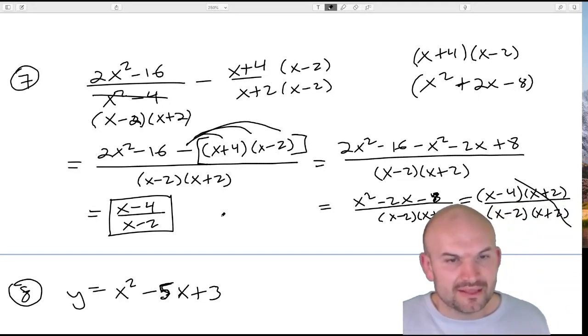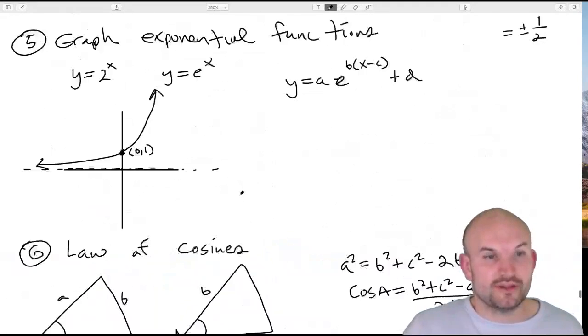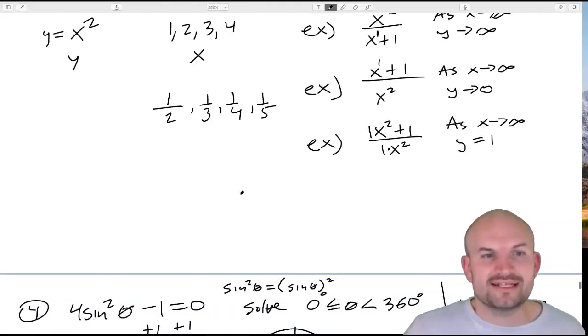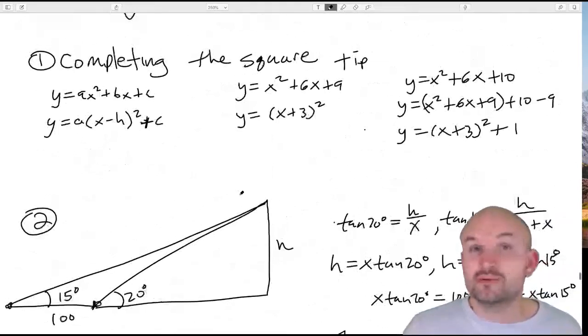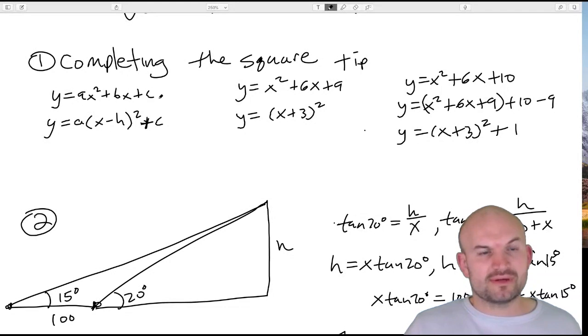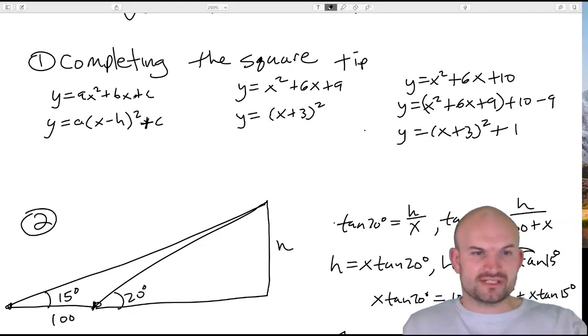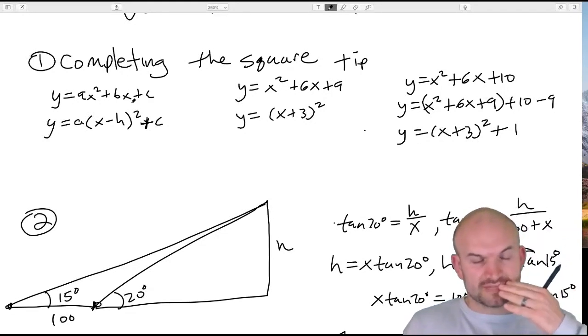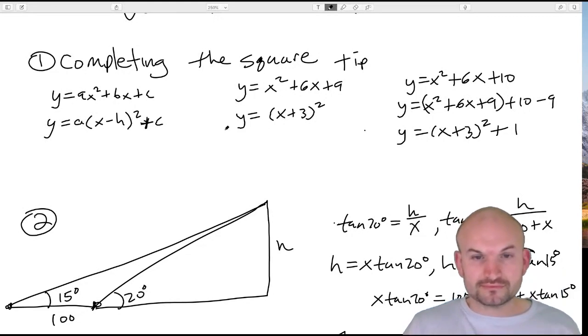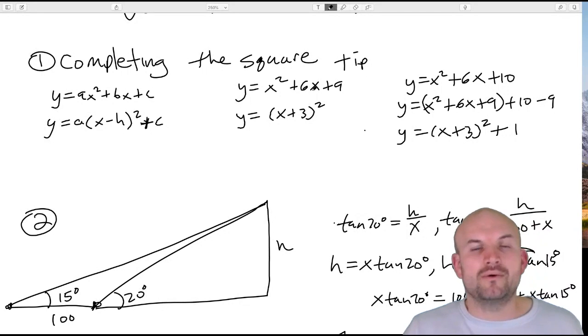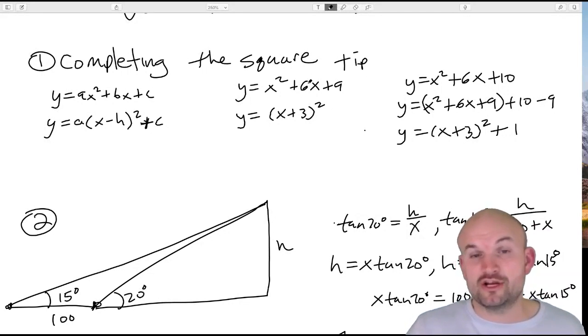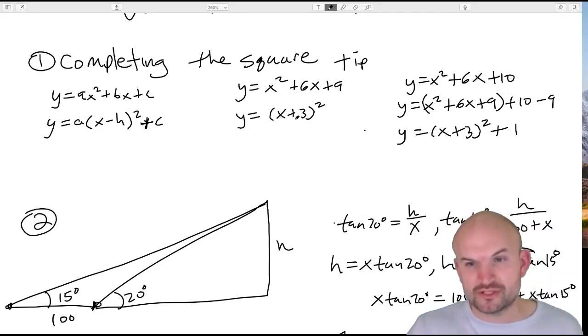All right, so let's go back to the first question I talked about in this live stream, which was completing the square. The way I talked about completing the square was going from standard form to vertex form. And we did that by creating a perfect square trinomial. A perfect square trinomial is a trinomial that can be squared into a binomial squared.